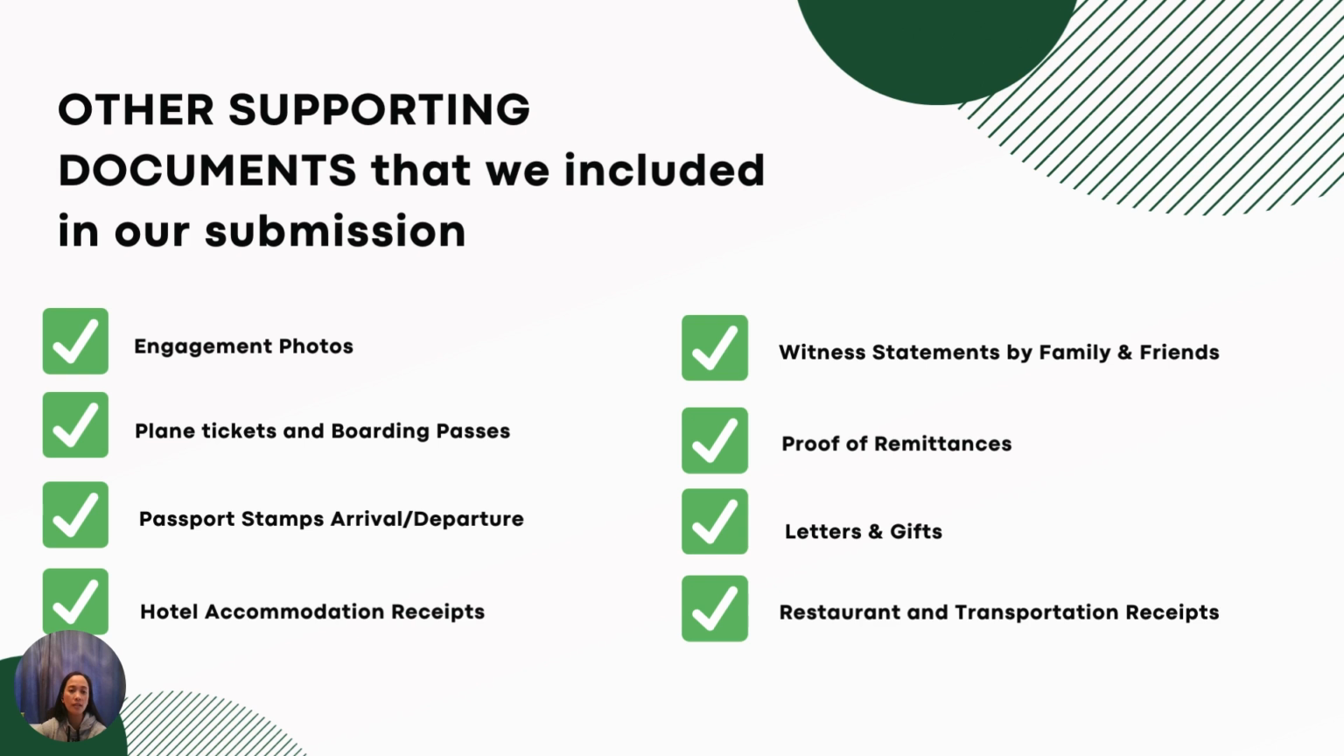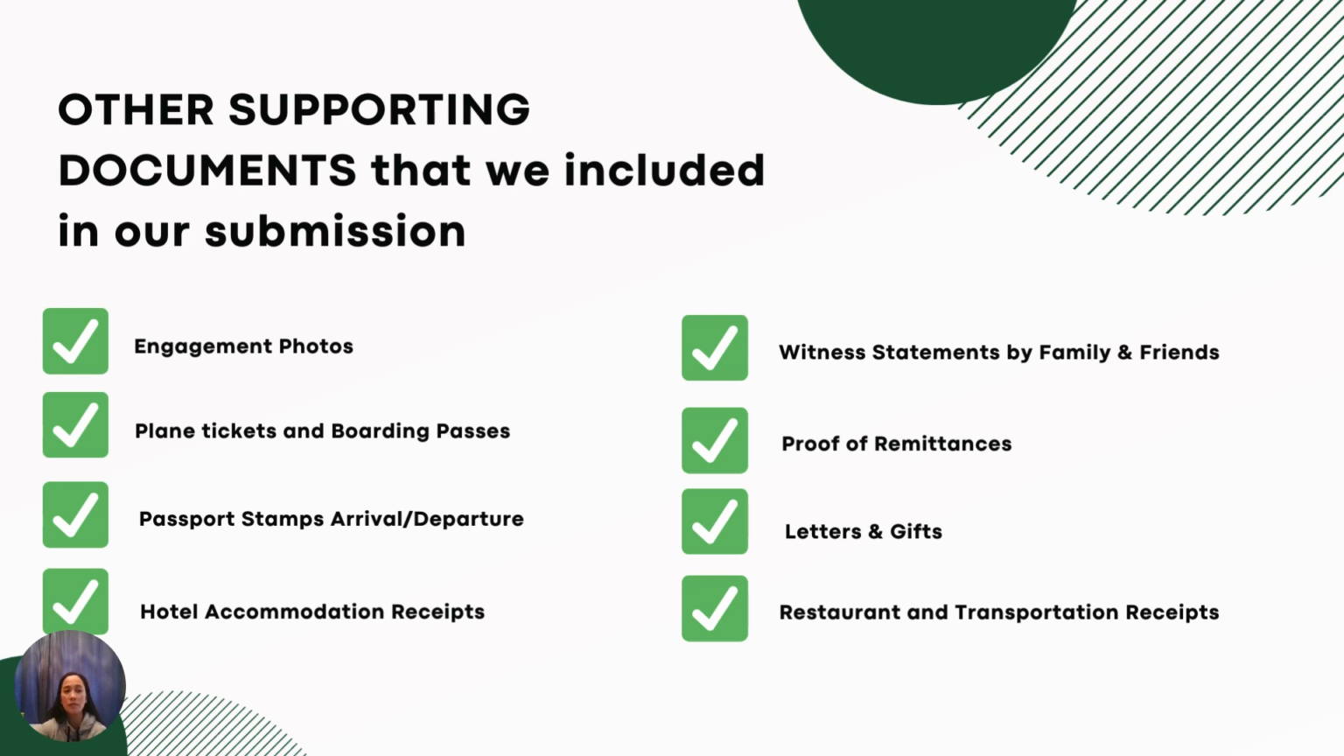We also included passport stamps, arrival and departure, hotel accommodation receipts, witness statements by families and friends, and proof of remittances, meaning if your petitioner is sending you allowance or money, you can include the receipts as proof. You can also include letters and gifts for each other, and restaurant receipts and other transportation receipts.